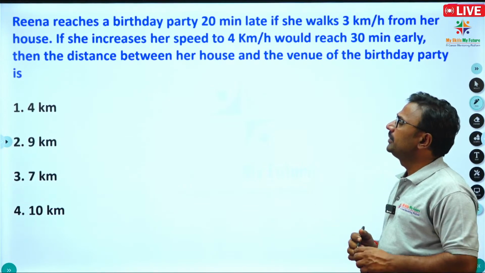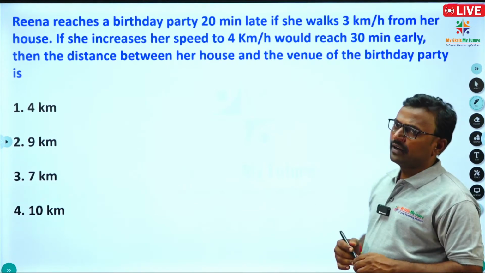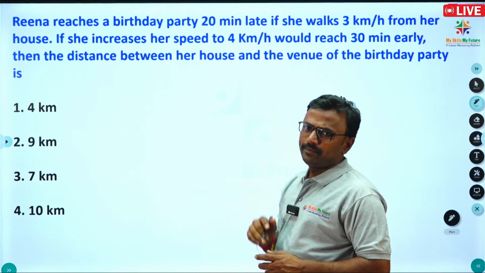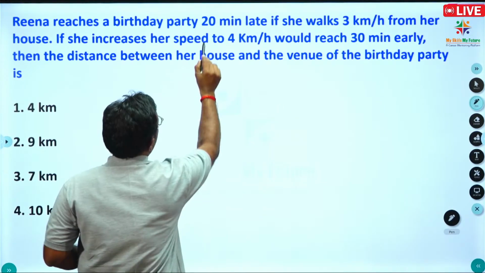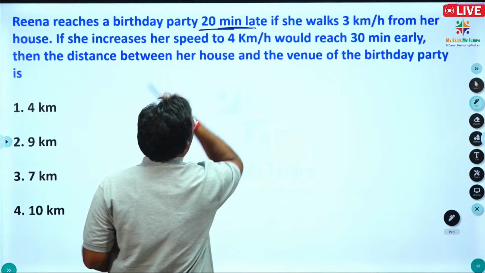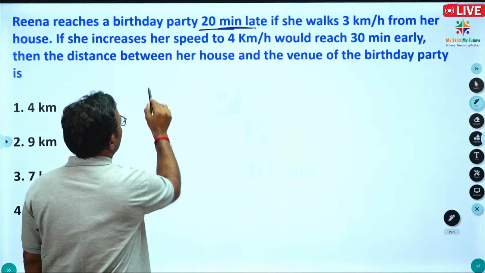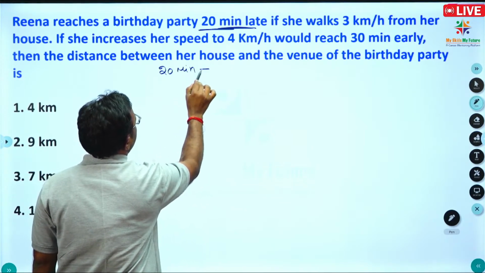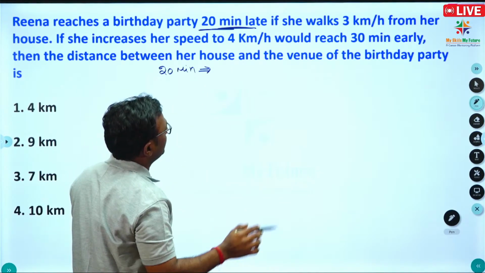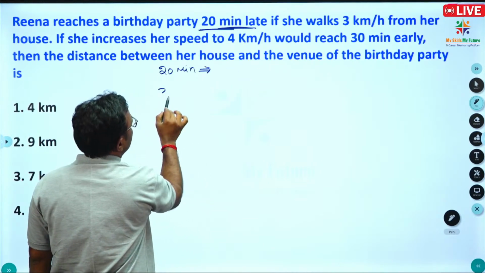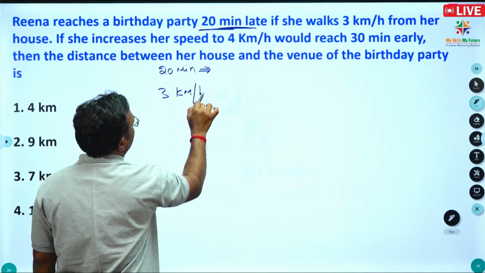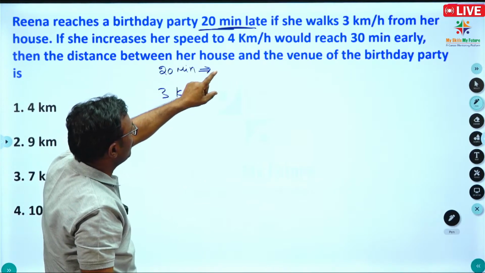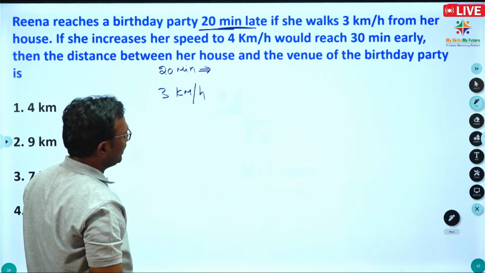Right, see the next question. The question is from time and distance, speed and time. Reena reaches a birthday party 20 minutes late if she walks at 3 kilometers per hour.